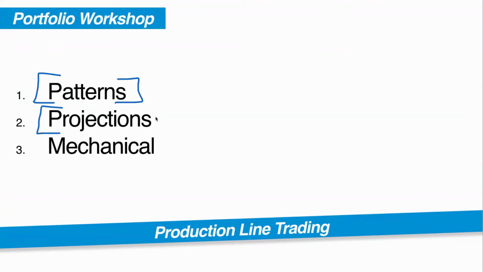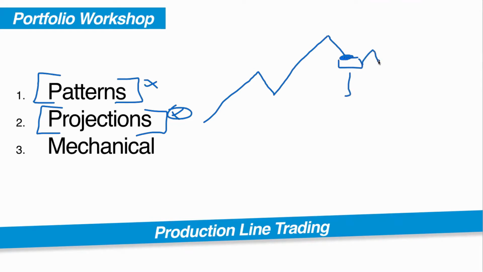The next one is related: projections. If patterns is a consolidation, then projections is when price is trending. So the projection is when you know that price is trending, and let's say we're buying the dip, taking that retracement. We've got our entry point somewhere here, for example, and we want to know where it's going to get to.